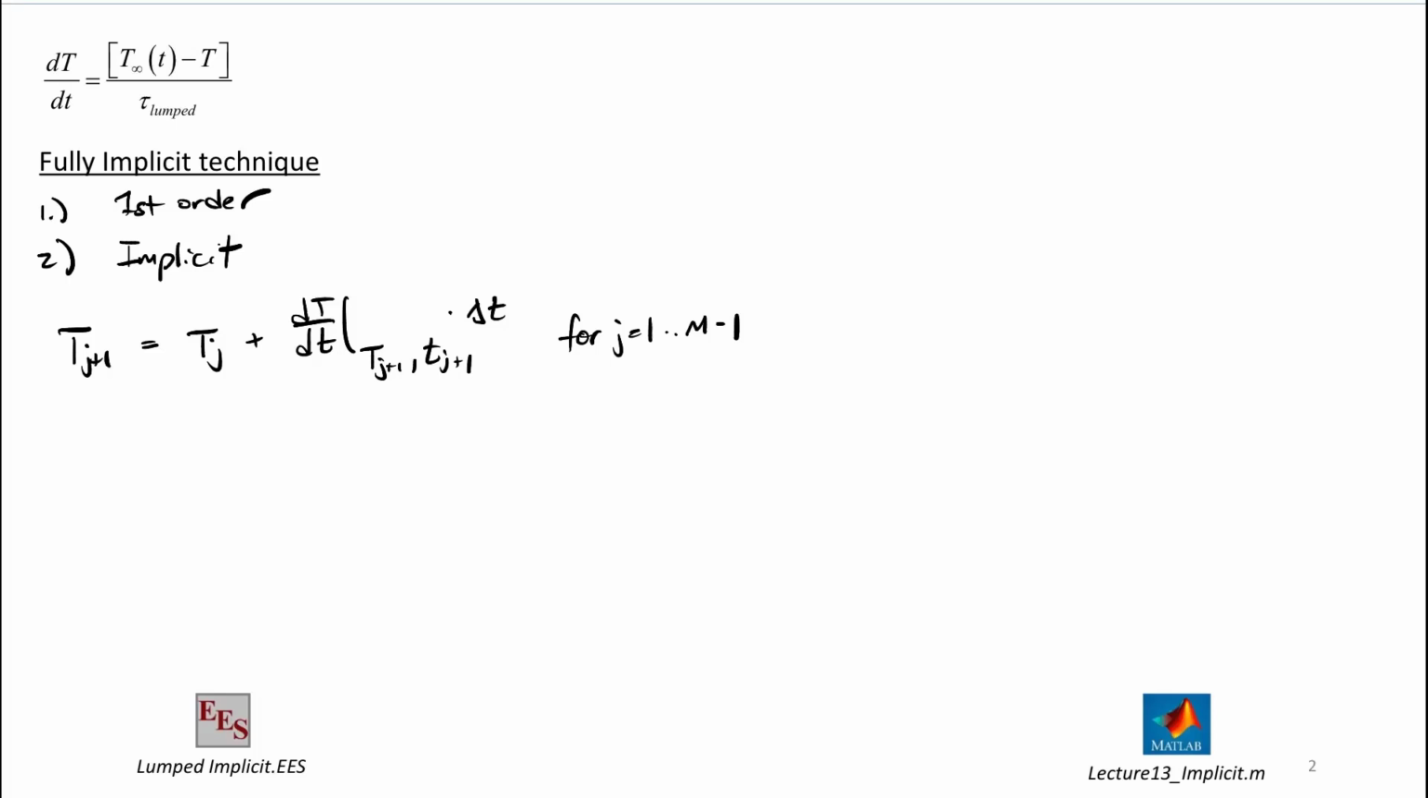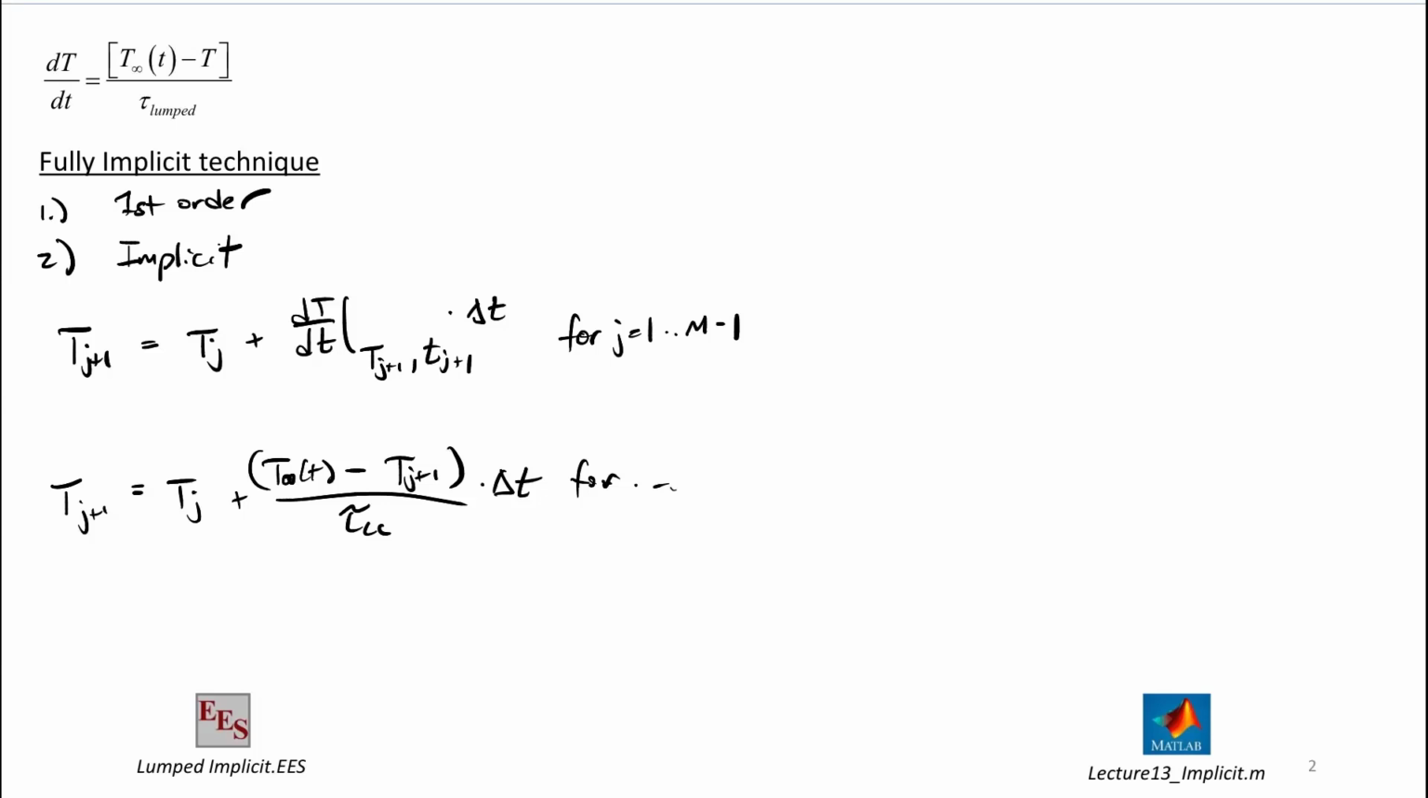Okay, so let's actually write out the expression here. We would say T_{j+1} is equal to T_j plus, for this particular model, T infinity, which is a function of time, minus T at j plus 1, all of that divided by tau LC, or tau lumped, times delta t. And that's for our j that we wrote up there. Okay, so like I said, we can solve this in EES, just plug this set of equations into EES and solve all those at the same time. That's not a problem. And if you want an example of that, you can look at the lumped implicit.ees file.